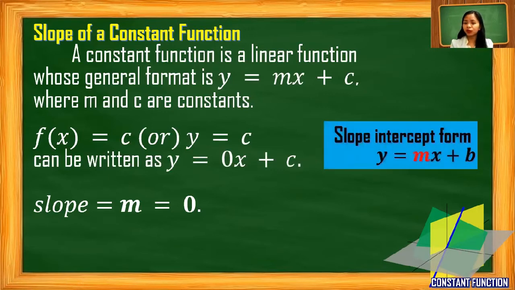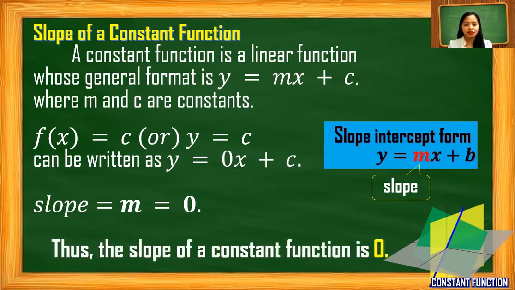As we remember, in this form, y is equal to mx plus b, this m here is the slope. Therefore, if our constant function can be written as y is equal to 0x plus c, our slope is equal to 0, because 0 times x is just 0, plus the constant. So that is how the constant function forms. Thus, the slope of a constant function is 0.